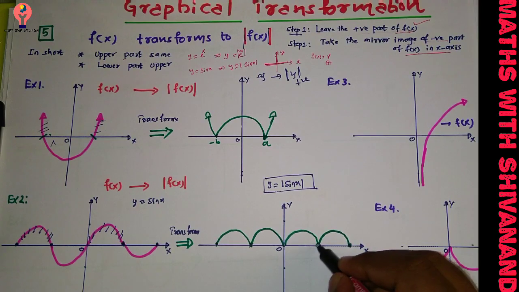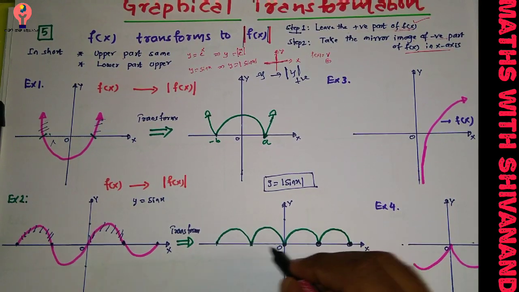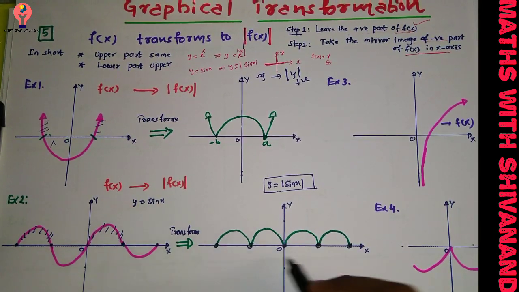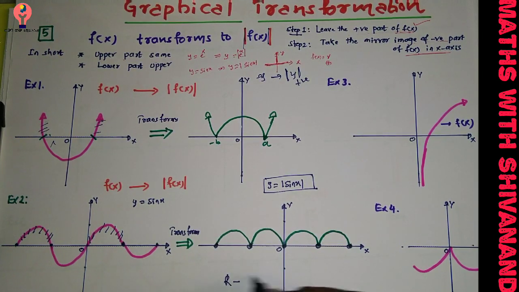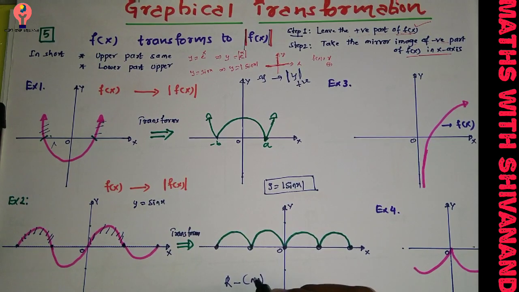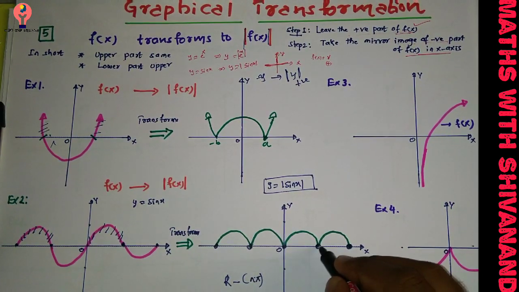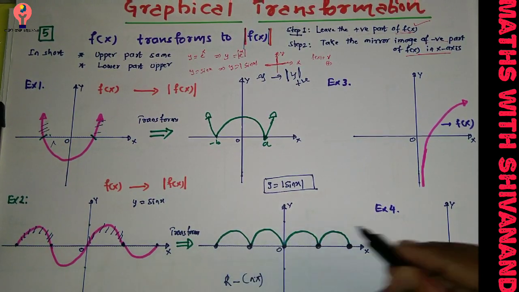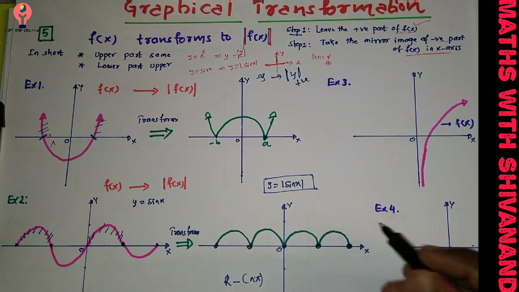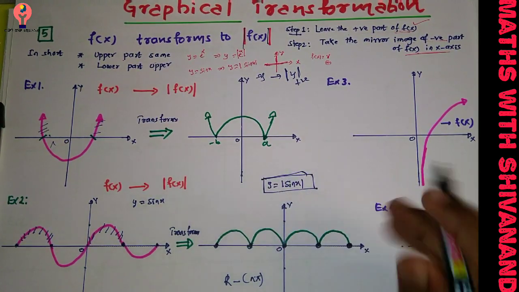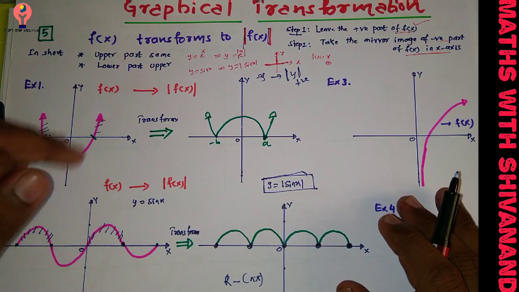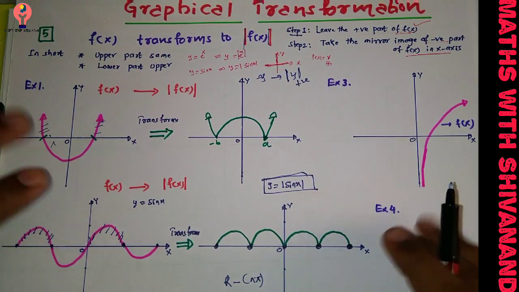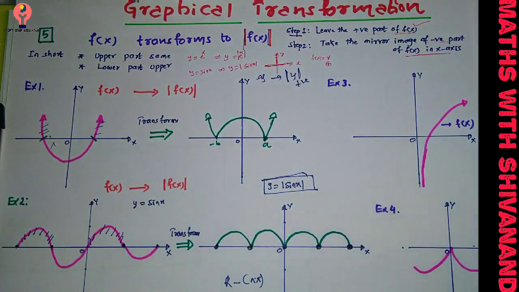See student, this function is differentiable everywhere except at n pi, where it gets 0, wherever sin becomes 0. In such case your function is not differentiable. This is the sketch of y is equal to mod sin x. So what is the rule here? Upper part remains same, lower part has to flip with respect to x axis here.